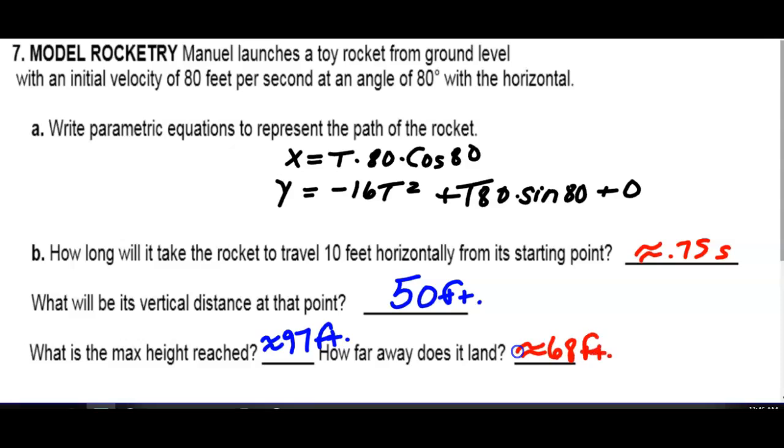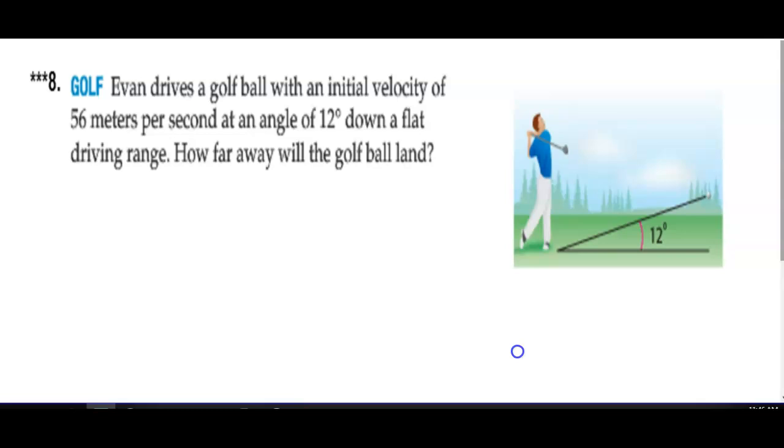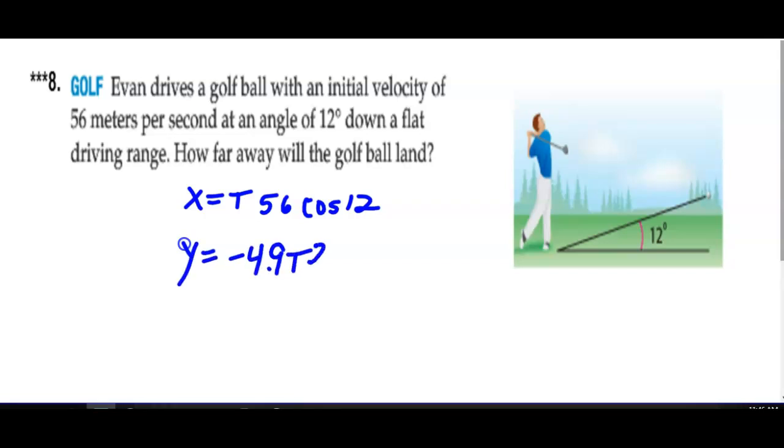All right, I hope you liked these applications. I am going to skip this problem. This one would be in meters per second, but I don't think we did meters per second on the homework. If you did this one, you would use t times 56 cosine of 12, and for y you would use negative 4.9 t squared plus t times 56 sine of 12 plus 0. And then how far away would it land, and adjust your window and everything.